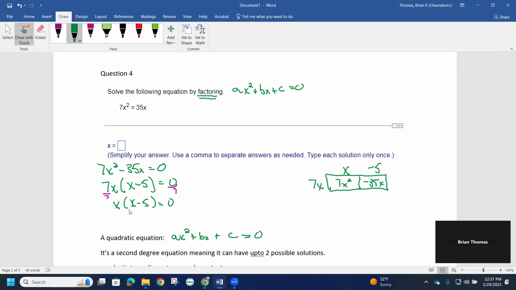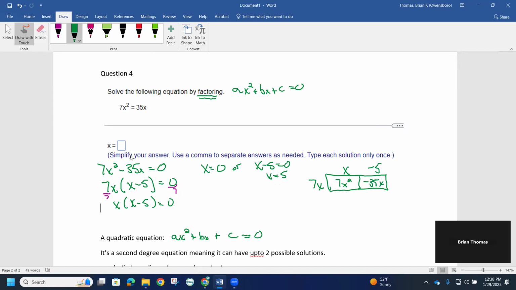So now we're down to just these 2 factors. So what we can do is set each one of those factors equal to 0. We can set x equal to 0, or we can also set this x minus 5 equal to 0. If I solve this for x, I'm going to get 5. So what we're picking up on is there's 2 solutions. 0 and 5 would both work in this problem.